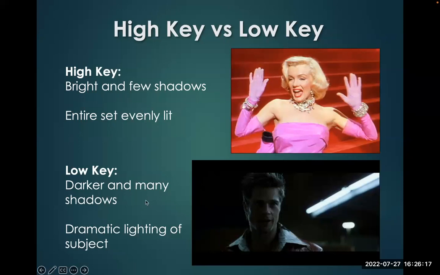And then we have low key lighting, which is much darker and has many more shadows. And the example I chose is from Fight Club. It's a dramatic lighting of the subject where there's only two lights. This one here, presumably coming from this light. And then we have a cut coming in from the back, a backlight, only two lights, filling in and just making the image a little more interesting, but also sinister.